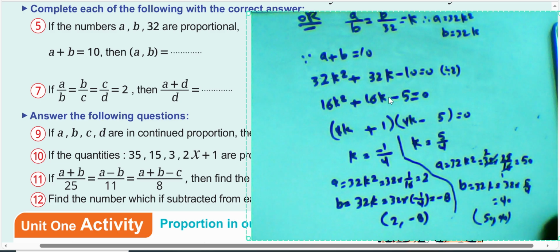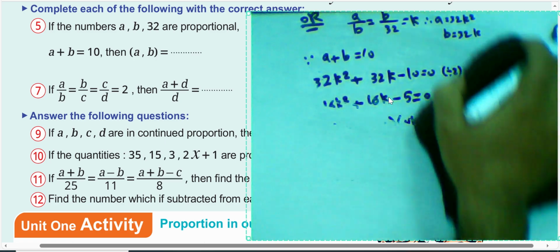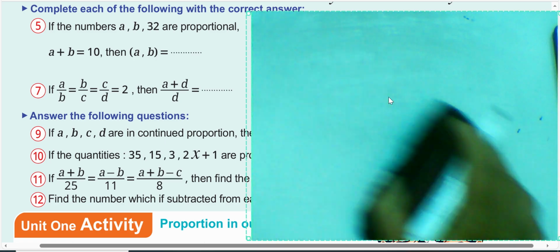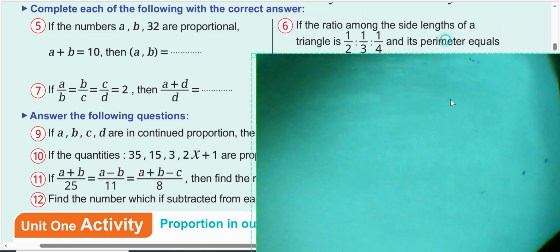Okay, understood? We can solve by the first method or the second method, as you like. Next question.